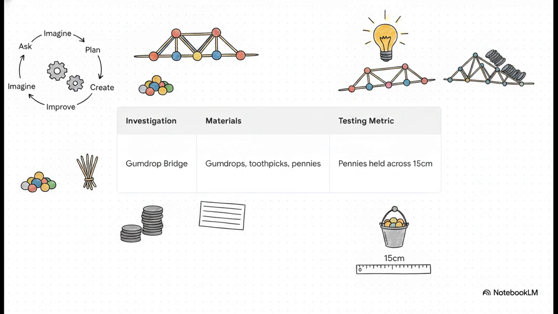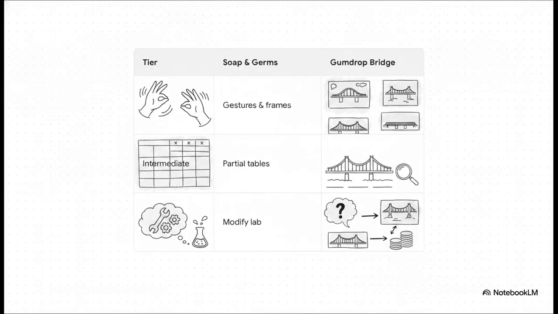They'll record their baseline penny count, evaluate their structure, and then, here's the loop, rebuild it to improve their design. Really keep an eye out for those light bulb moments when they realize a stronger base or a different shape holds way more weight.